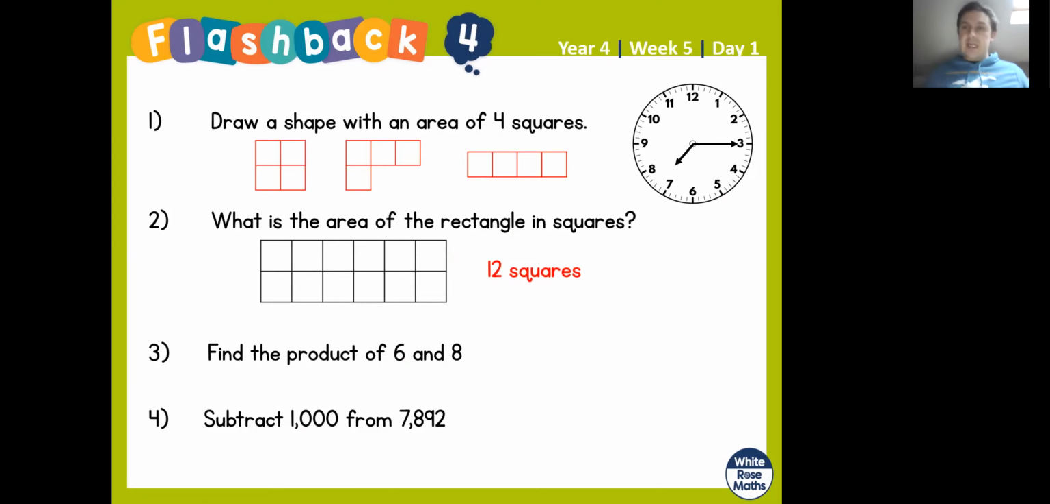Finding the product of 6 and 8. If we're finding the product, we're multiplying. So 6 times 8 or 8 times 6, remember it's commutative, so it doesn't matter which way around they go. 6 times 8 is 48.